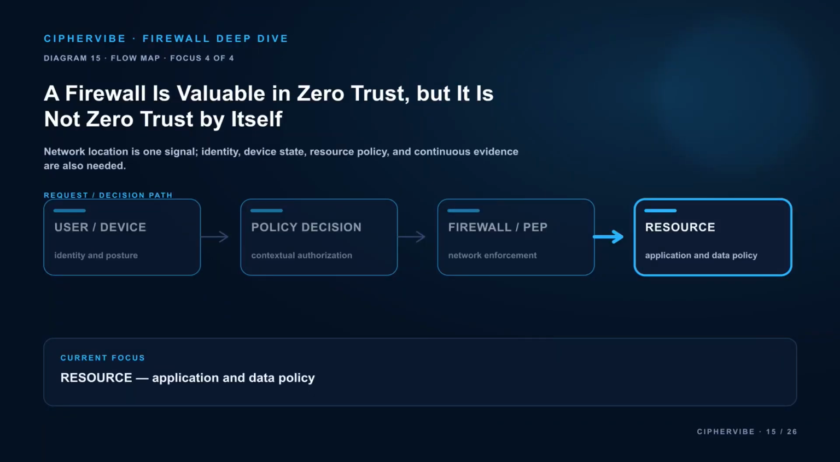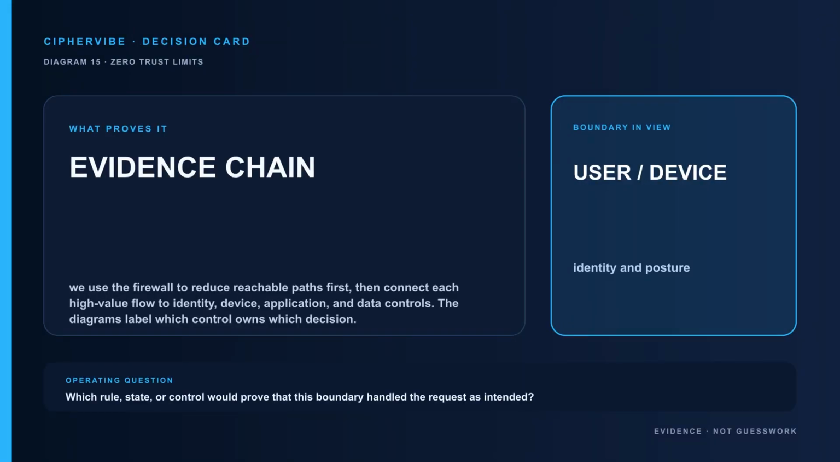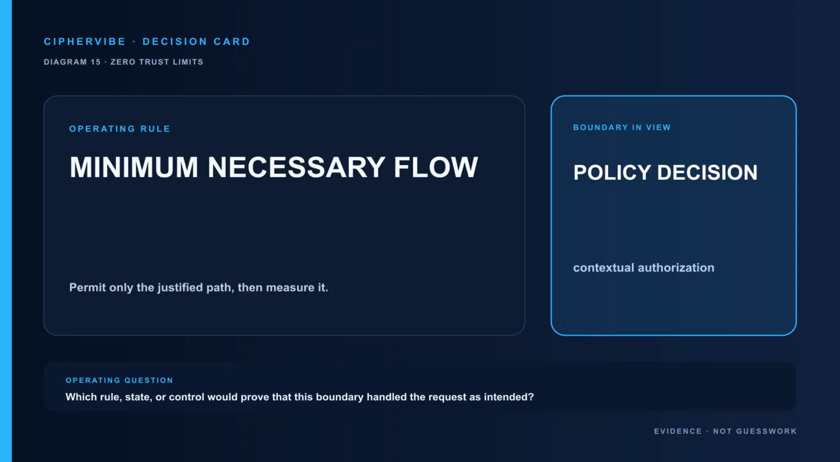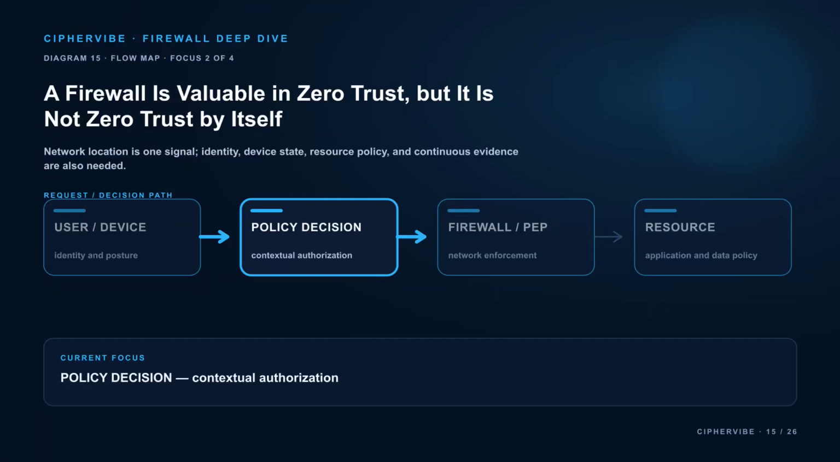Mechanically, the firewall enforces the network part of a broader policy while identity providers, device signals, gateways, applications, and data services contribute context and their own enforcement decisions. The common failure is that a zero-trust program only renames legacy network controls, leaving broad internal privileges and no resource-level identity or authorization improvement. For the North Star Commerce simulation in this video, we use the firewall to reduce reachable paths first, then connect each high-value flow to identity, device, application, and data controls. The diagrams label which control owns which decision.